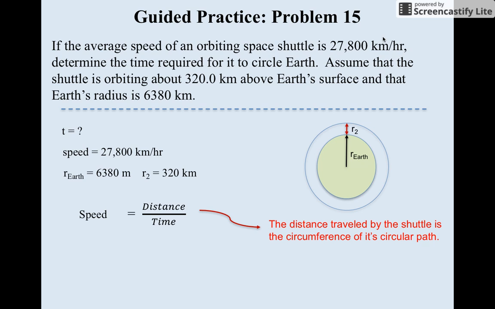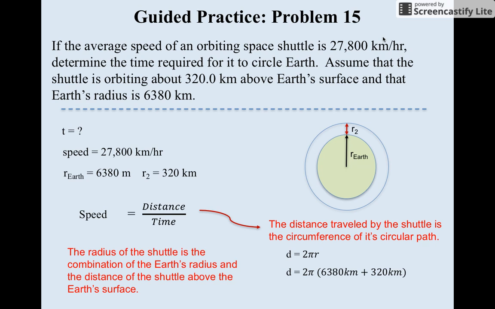Well, this is a circle. So the distance traveled by the space shuttle is the circumference of its circular path. Well, the circumference is 2 pi r. 2 pi, and the radius that the space shuttle is traveling is the distance from the center of Earth to the space shuttle, which is the combination of the Earth's radius and that distance above the surface. So I added those two r values. This little note just says what I just said.